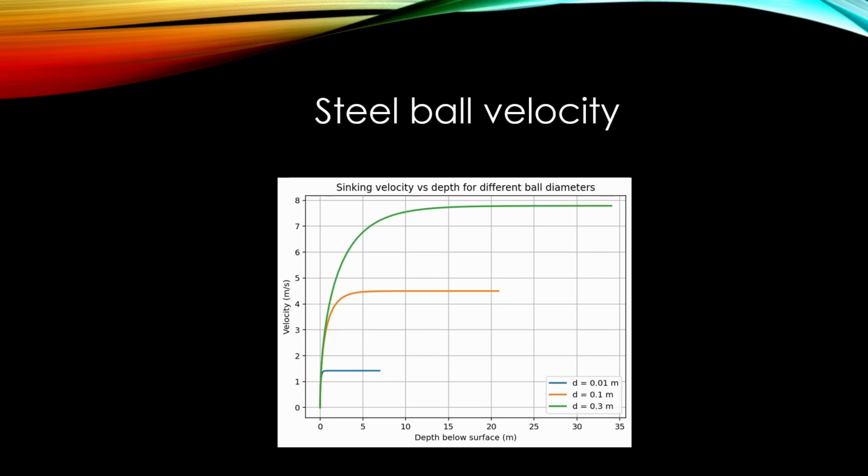The blue curve is for ball having diameter of 1 centimeter, and the orange is for ball having diameter 0.1 meter, and the green one is for ball having diameter 0.3 meter. We can see that the ball will reach its final velocity quite soon, and after that the velocity will be fixed.